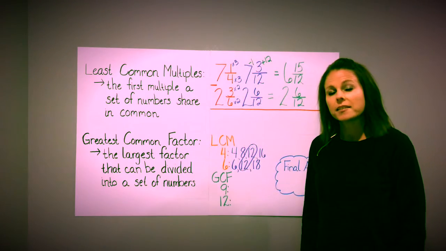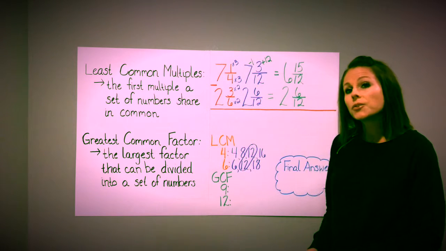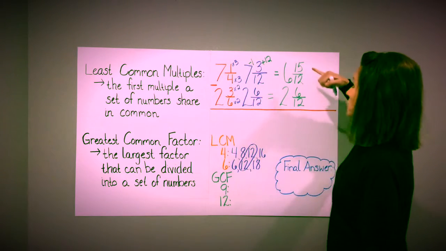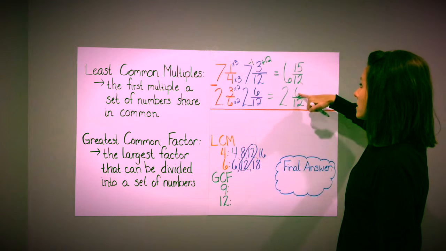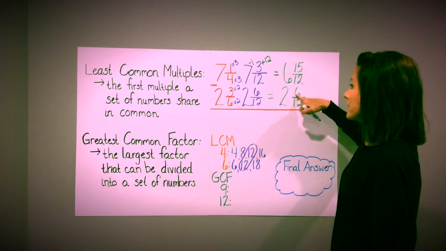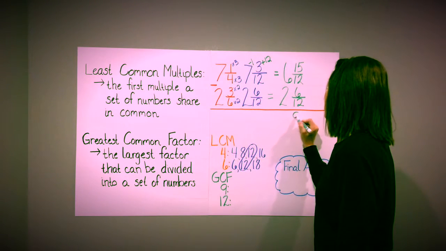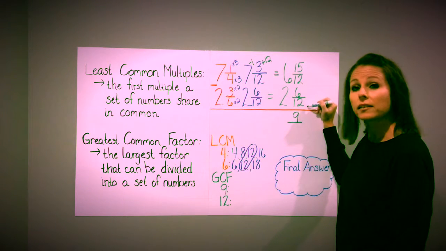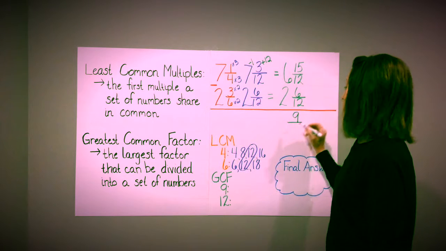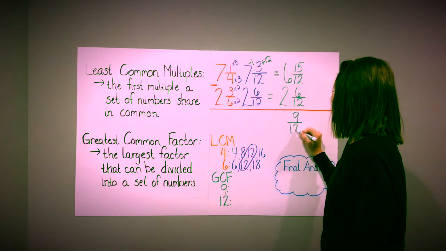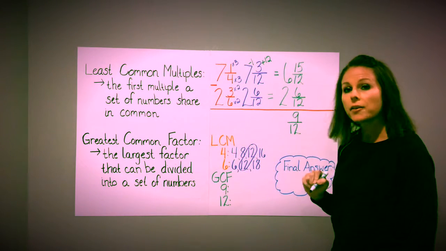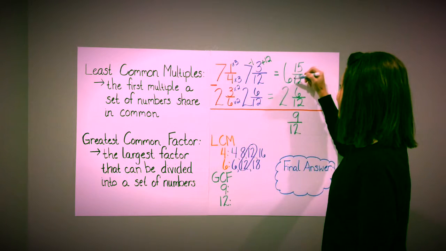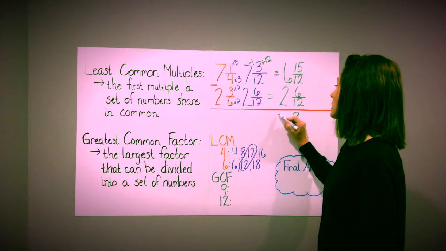We are finally ready to subtract our mixed numbers. To do this, first we're going to start by subtracting our numerators. 15 minus 6 is 9. Your denominator gets to stay the same, so we're going to put a 12 for the denominator. Now you're ready to subtract your whole numbers. 6 minus 2 is 4.